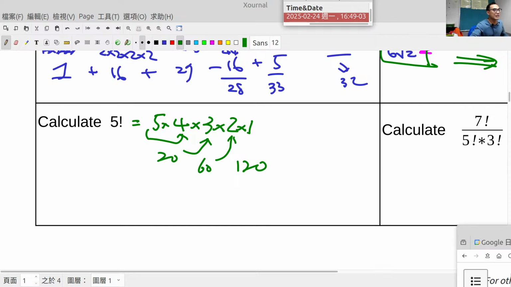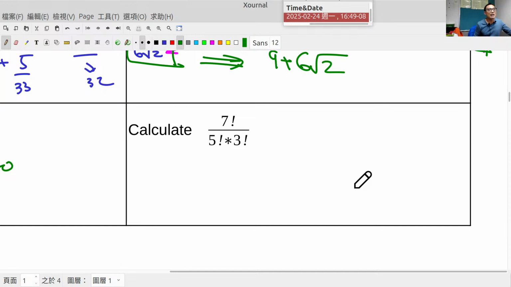Okay, calculate. On the numerator, that is 7 factorial. In the denominator, there are 2 parts. The first one, 5 factorial, 3 factorial. And here, remember, when I design the questions, I have my purpose. You don't need to write it out, I just get the answer from the previous question. I know this number is 120. No, you don't need to do this.